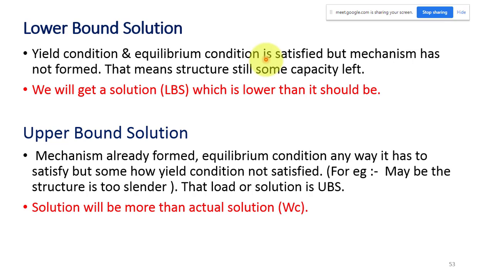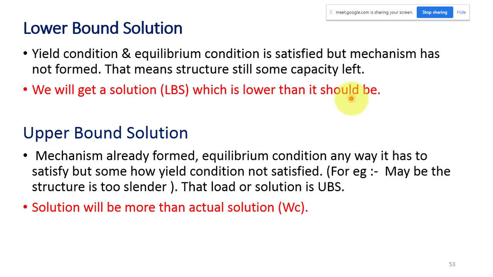That is what I have written. We will get a solution in the lower bound which is lower than it should be, lower than the actual value of the collapse load. So in the lower bound theorem, we will get a value for the collapse load which will be less than or equal to the actual collapse load. And similarly, in the upper bound solution, the mechanism is already formed and the equilibrium condition anyway was satisfied, but the yield condition is not satisfied.